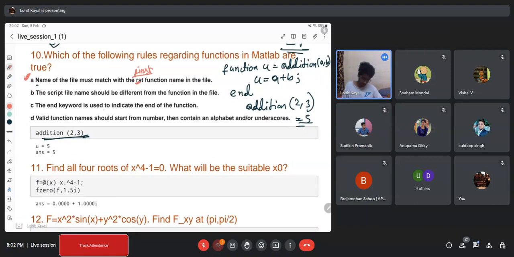The end keyword is used to indicate the end of the function. This is true. A valid function name should start from a number, then contain an alphabet and or underscore. This is not true. You cannot start it with a number or an underscore. If it has an underscore in it, or some numerical values, some plus sign, minus sign, then it will show you error.